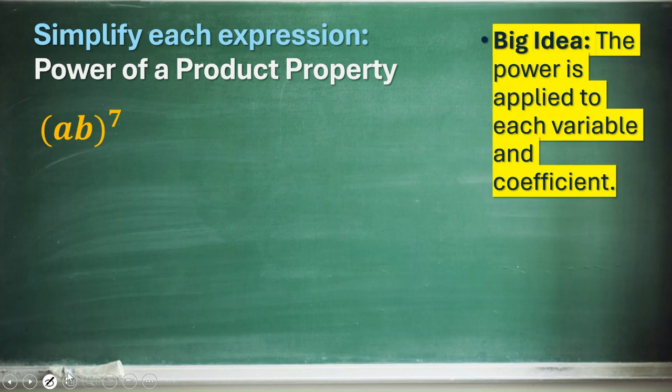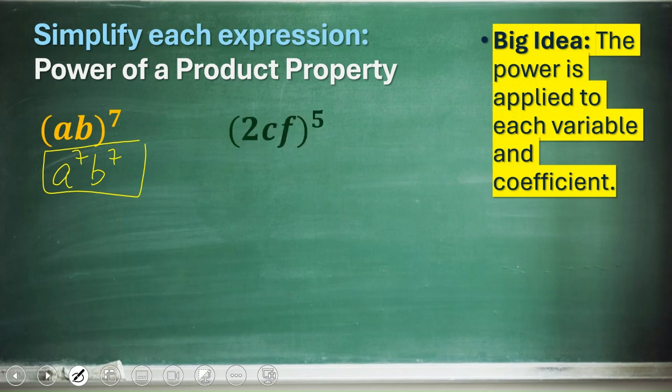So our first example is the quantity a times b raised to the 7th power. That power of 7 is applied to a and to b. So our simplified expression would look like a to the 7th times b to the 7th. And that is our simplified expression.